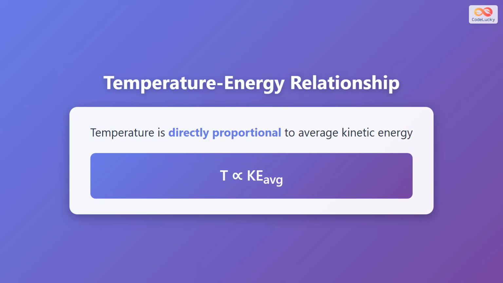The key principle here is that temperature is directly proportional to average kinetic energy. This means if you double the temperature, you double the average kinetic energy of the particles. We can express this mathematically as T is proportional to KE average. This proportional relationship is crucial because it means temperature is not just some abstract number, but a direct indicator of how much energy the particles in a substance possess.